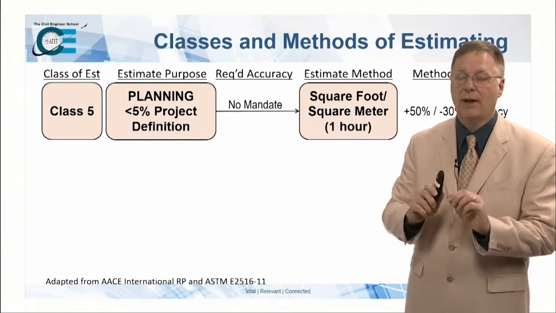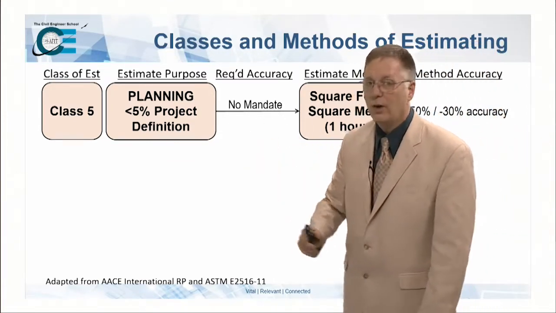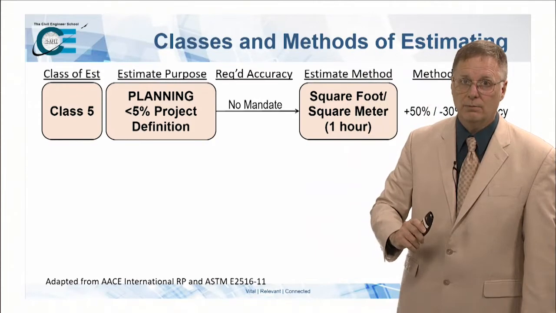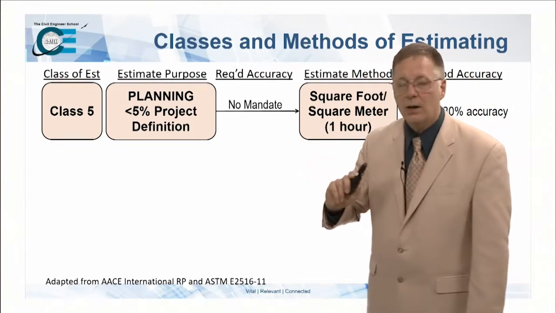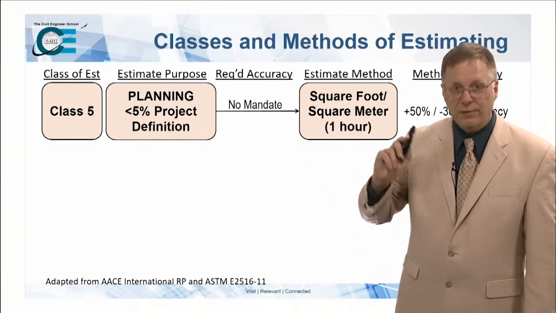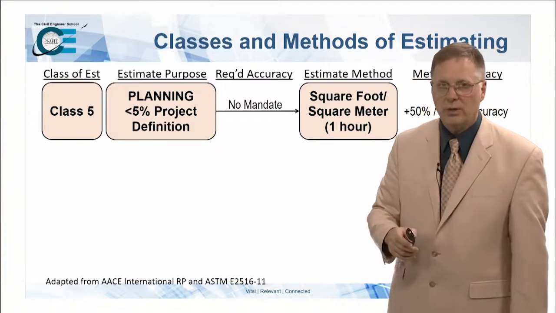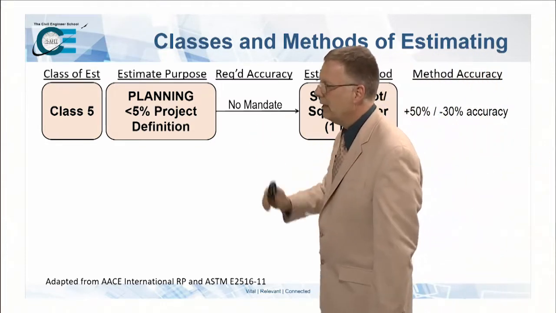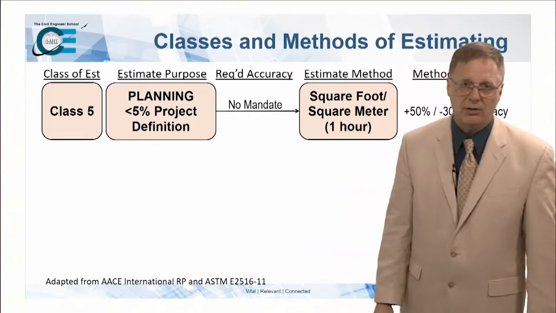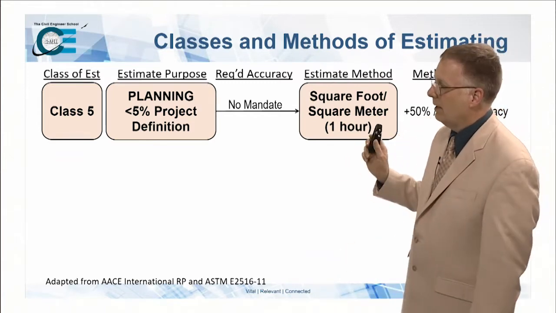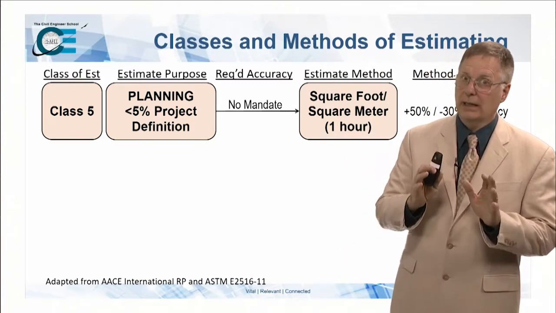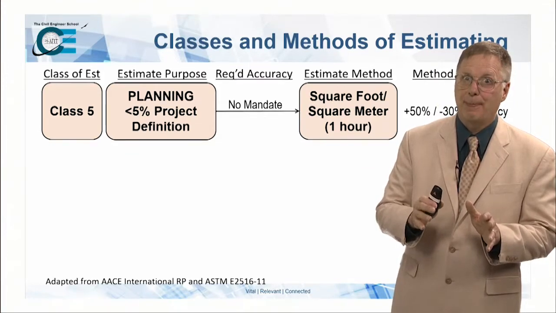So we're going to do Class 5 estimates. Essentially, you need to know the square footage of the facility that you're building. You need to know where and when. And if you've got that information, you can generate one of these estimates. There's no mandatory required levels of accuracy for these planning estimates. But again, the danger is letting them get into print.